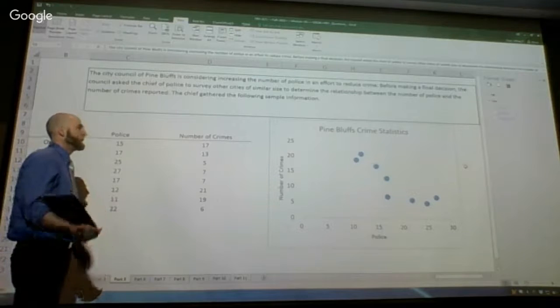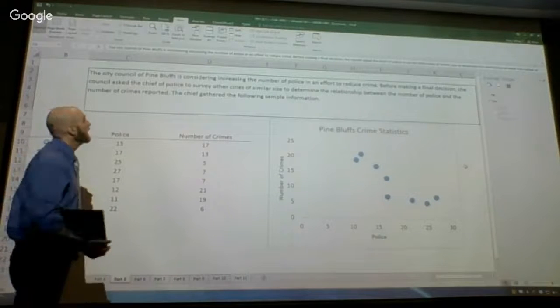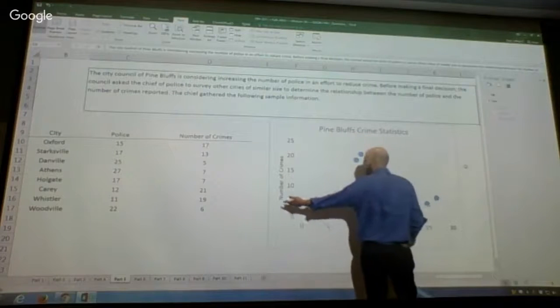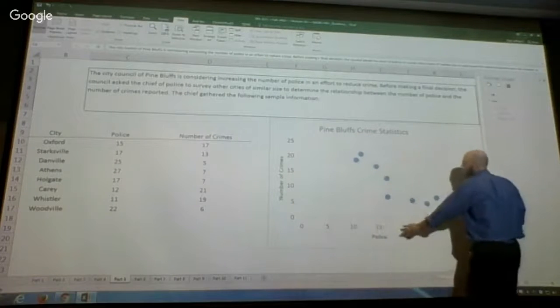Here's a table, let's do math. We want to know whether or not we can predict the number of crimes reported given a certain number of police.